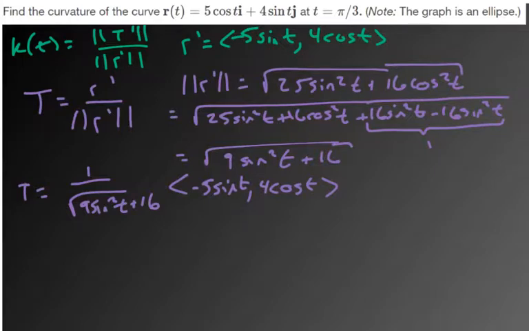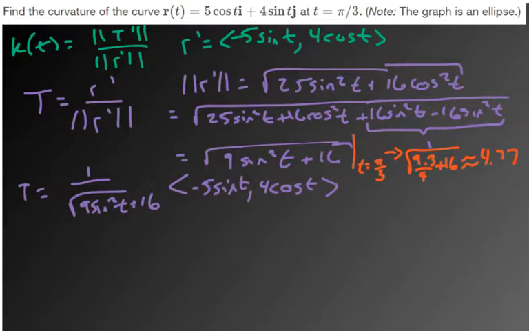But this can actually be simplified because we can just evaluate it at t equal to pi over 3. If we do that, the sine of pi over 3 is root 3 over 2. So if you square it and plug it in there, you get basically the square root of 9 times 3 over 4 plus 16, which is about 4.77 if you use a calculator.